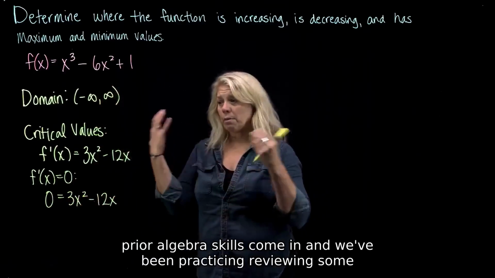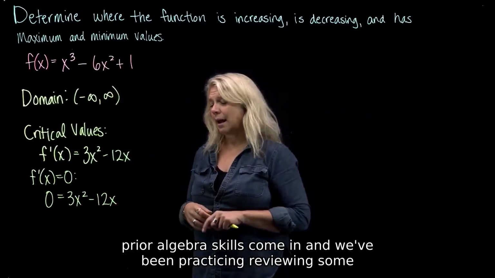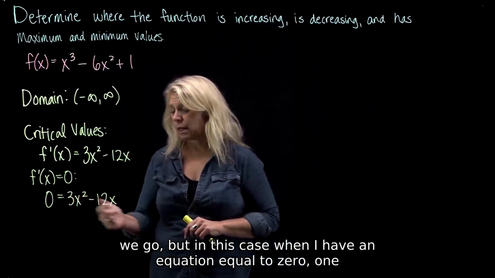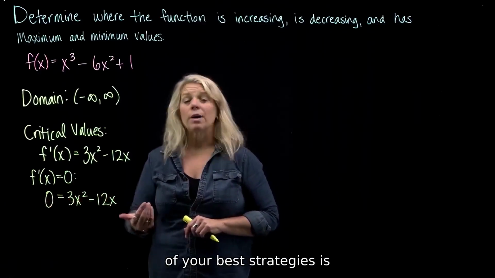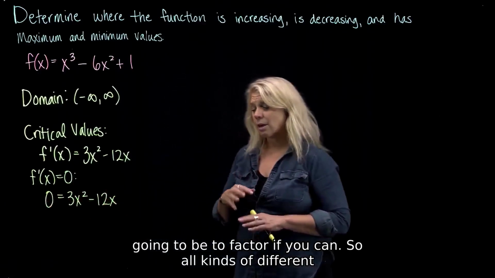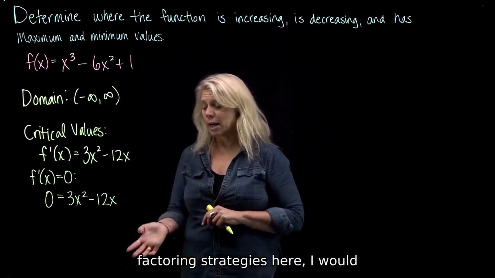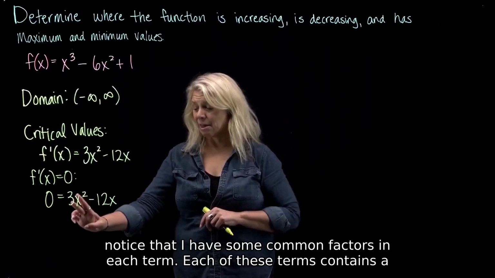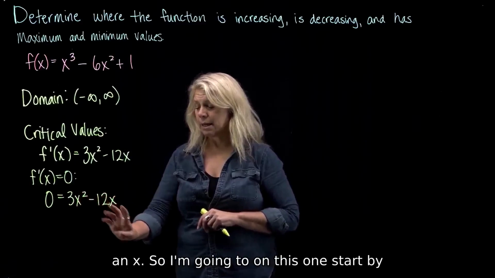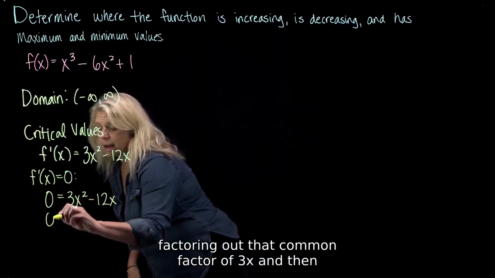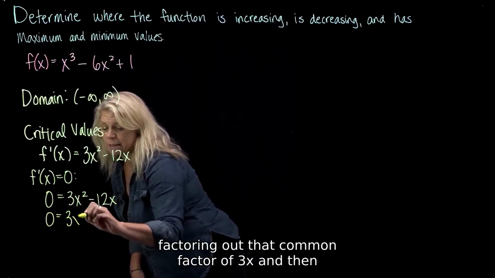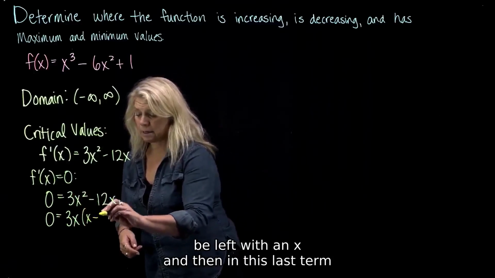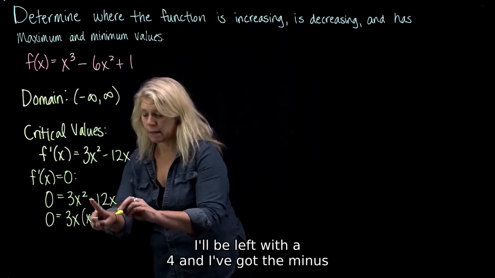Okay, so this is where all your prior algebra skills come in, and we've been reviewing some algebra as we go. But in this case, when I have an equation equal to 0, one of your best strategies is going to be to factor, if you can. So there are all kinds of different factoring strategies here. I would notice that I have some common factors in each term. Each of these terms contains a 3. 3 goes into 12 4 times, and it contains an x. So on this one, I'm going to start by factoring out that common factor of 3x. And then when I factor 3x out of this term, I'll be left with an x. And then in this last term, I'll be left with a 4. And I've got the minus in the middle here.